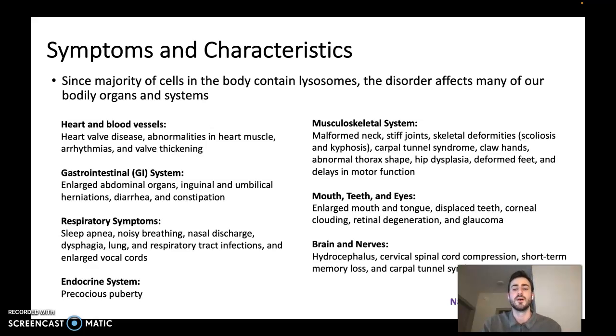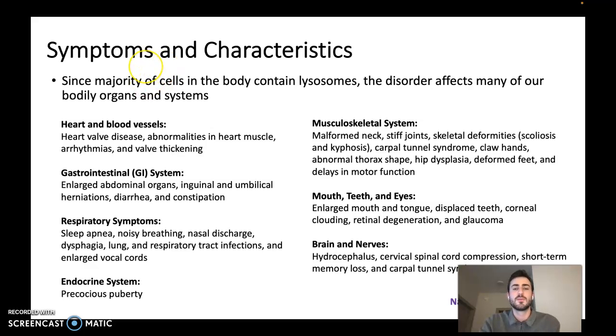Displaced teeth as well. Corneal clouding, which is what Dr. Scheie described in his patients, retinal degeneration, and glaucoma, which is that pressure that builds behind the eye. And for the brain and nerves, you get hydrocephalus, which is swelling of the ventricles. Often patients with MPS type 1 might undergo what's called a ventriculostomy or a VP shunt placement, which allows the cerebrospinal fluid that's swelling in the ventricles to continue circulating.